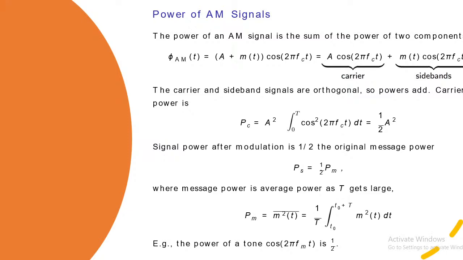Signal power after modulation is half the original message power. So P_S is for signal, and P_S is equal to 1 by 2 P_M, where M is for message. Now for finding out P_M, the message power is averaged over T. As T becomes larger, it is averaged. So P_M is equal to the average of m squared(t), which is equal to 1 by T integral from T0 to T0 plus T of m squared(t) dt. Now, if the power of a tone, and a tone means a harmonic, so first harmonic, second harmonic, these are called tones. If a tone is cos omega_m t, then the power is always half. Next.